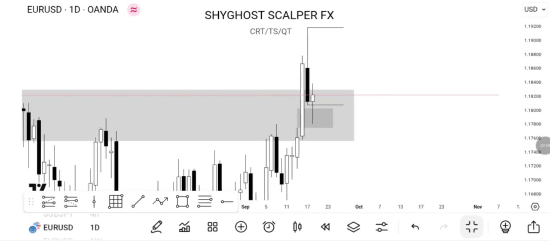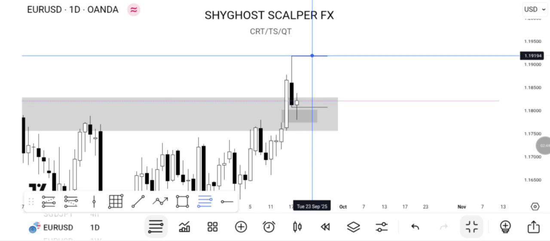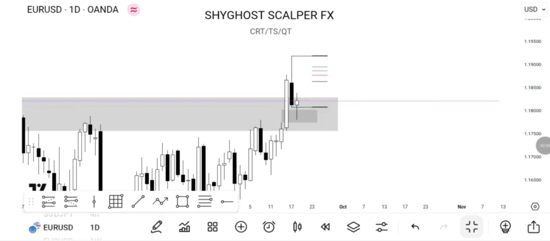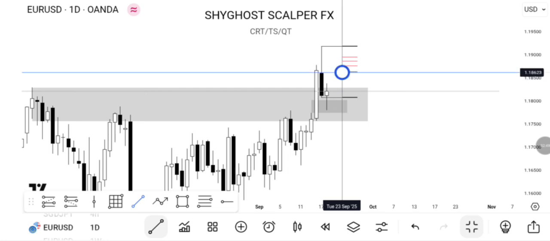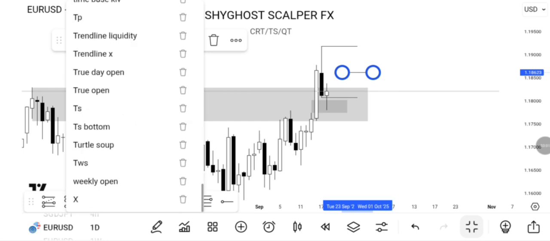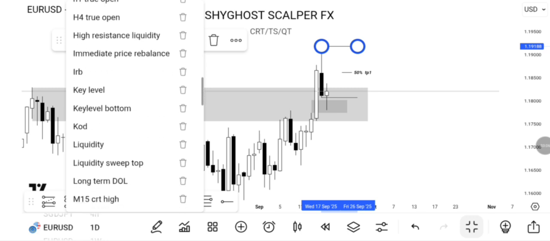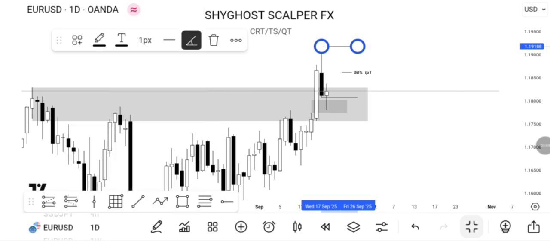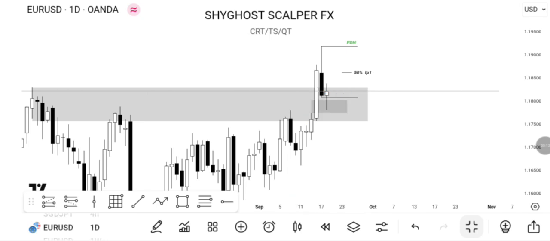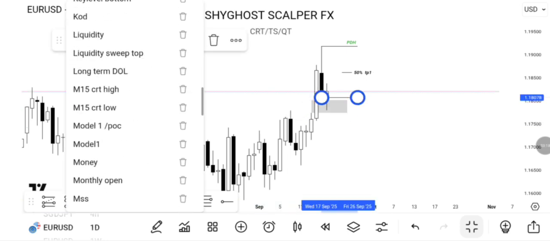So when it's like this, I'm targeting what? First TP, it's my 50% of the daily range, right? This will be my 50% of the daily range. That's gonna be my first TP. So this is the daily high. I can remove this. This is my daily low.